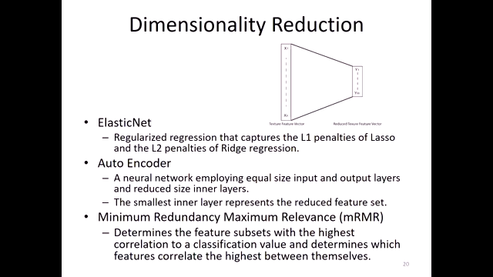And then the third is minimum redundancy, maximum relevance. This is used in a lot of the previous work that we've seen, and it pretty much does exactly what the title says. It determines the feature subset with highest correlation or predictability to the class, and at the same time determines which features are correlated highest amongst themselves. So if you have 10 features that all predict very well, we don't need all 10, and so we will reduce something there.